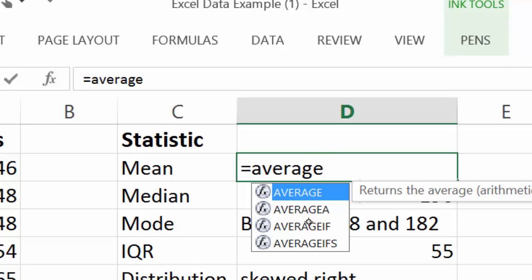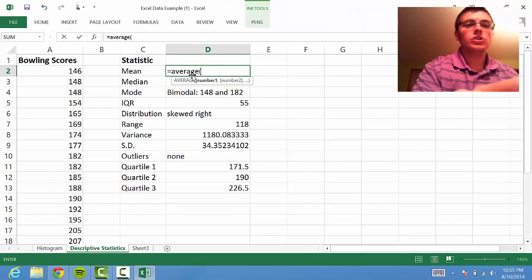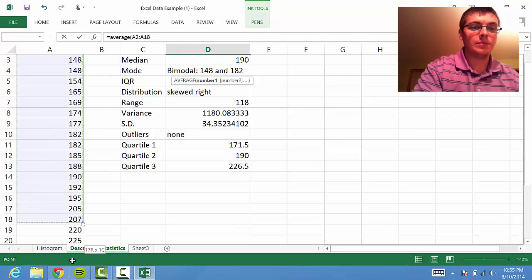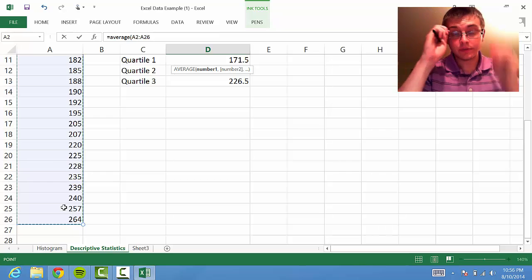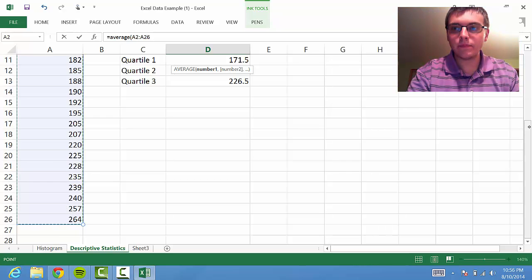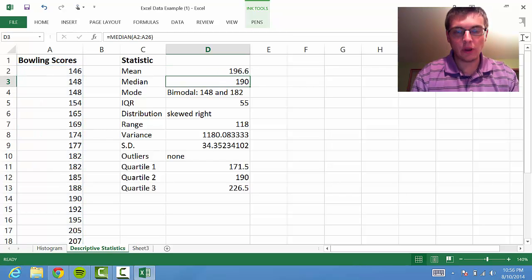And you see there's a few averages that pop up. We just want a normal average. So we just want the first one. And then we're going to put a parenthesis, and then we have to highlight the cells that we need to take the average of. So in that case, it's the bowling scores or whatever data that you have. And then we're going to close that data with another parenthesis, and that's how I got the 196.6.